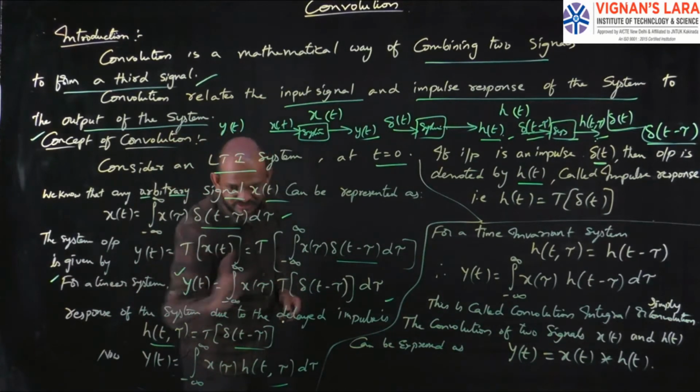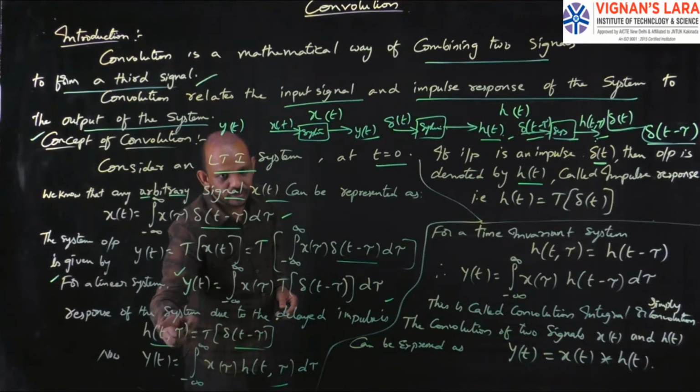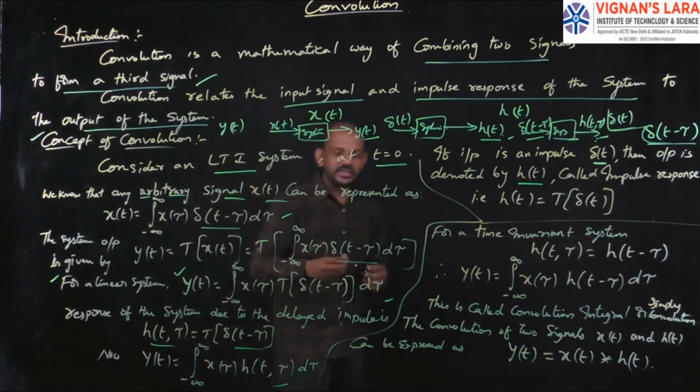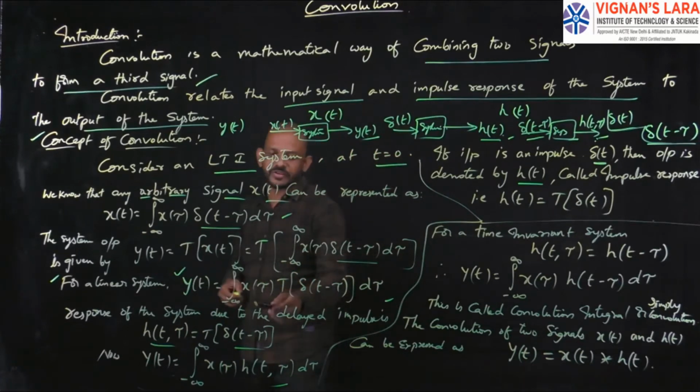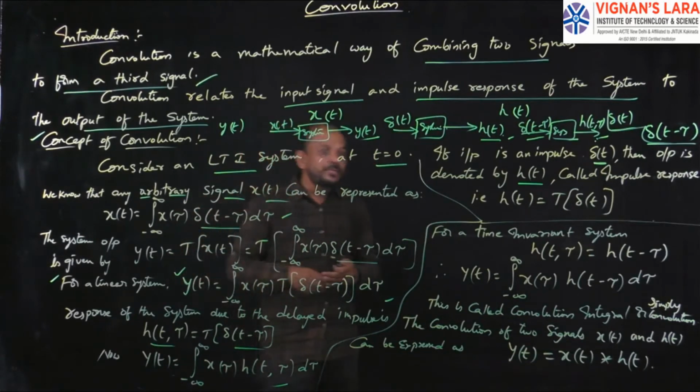In place of this, I already know that the transformed version of delta of t minus tau will be equal to h of t comma tau. So I write it as h of t comma tau d tau. Finally, here I got y of t equal to integral from minus infinity of x of tau h of t comma tau d tau. Okay, so I consider a linear time invariant system.